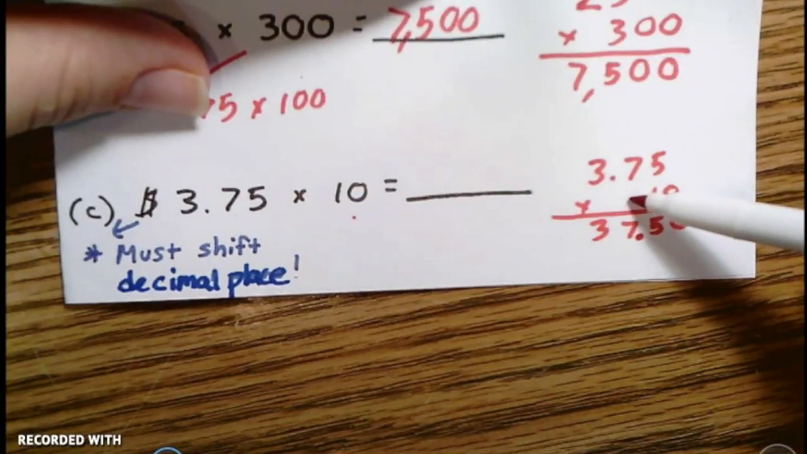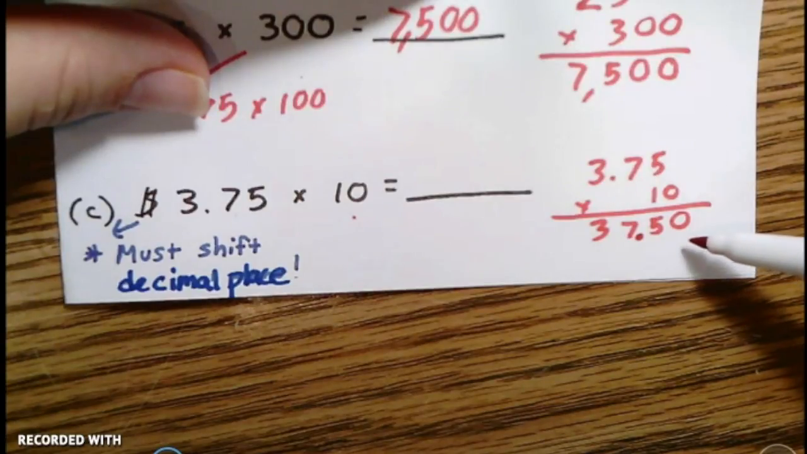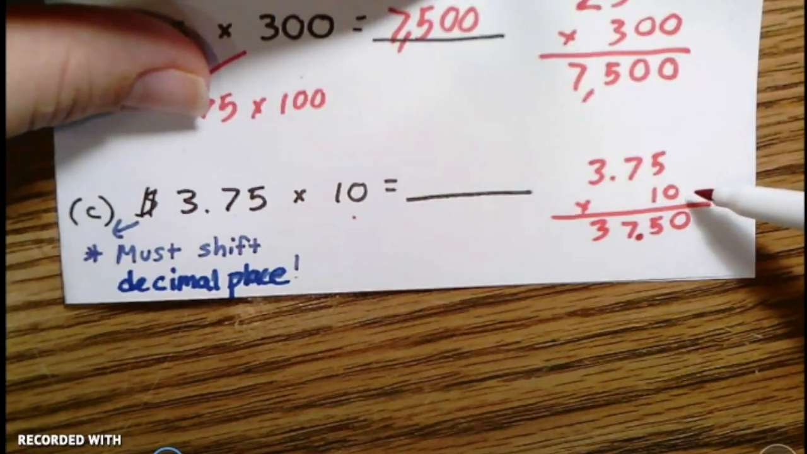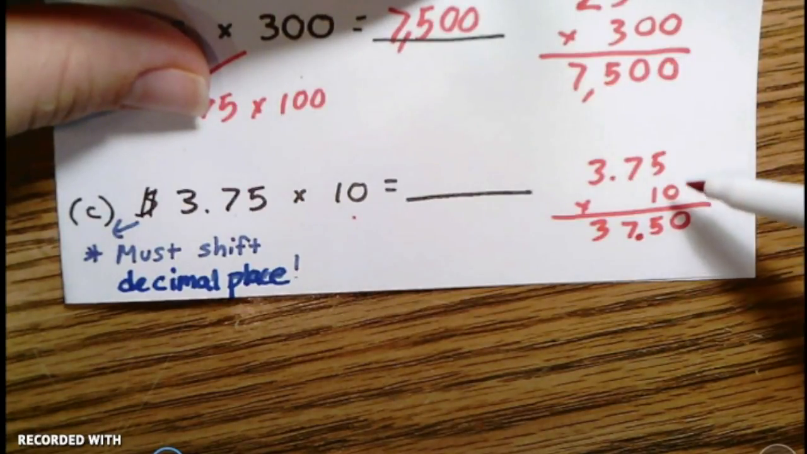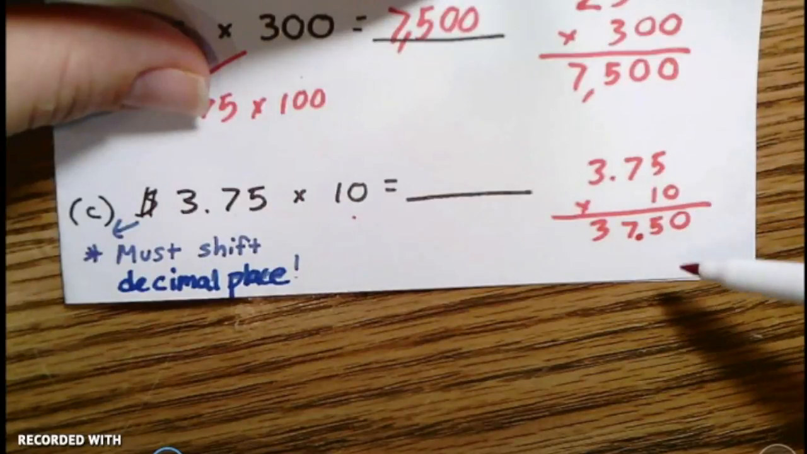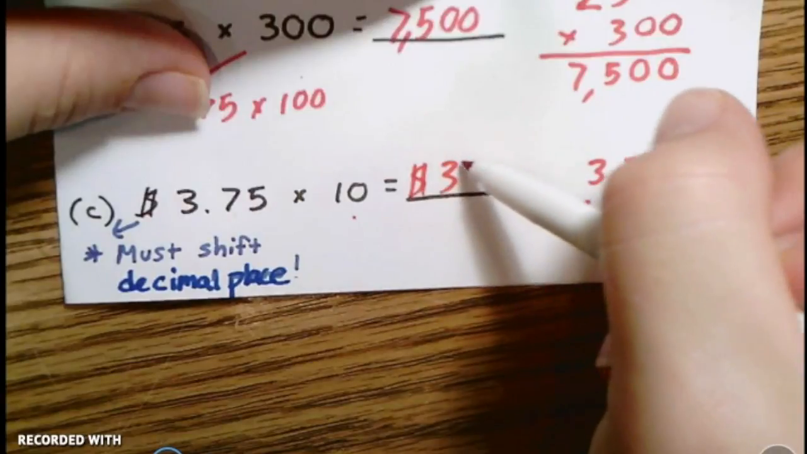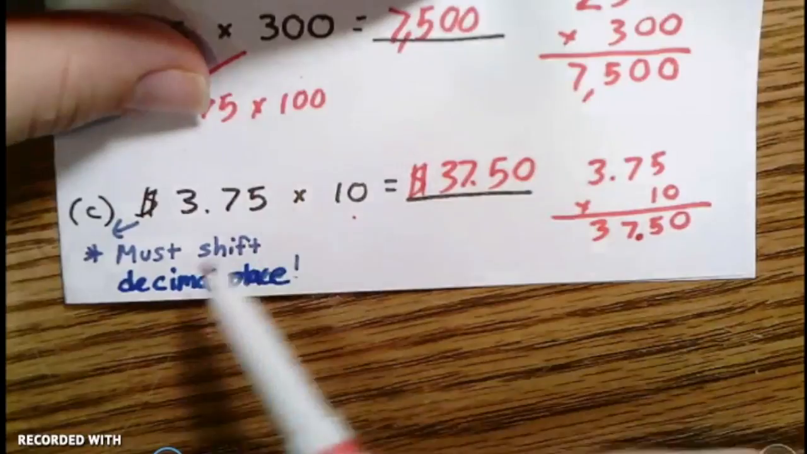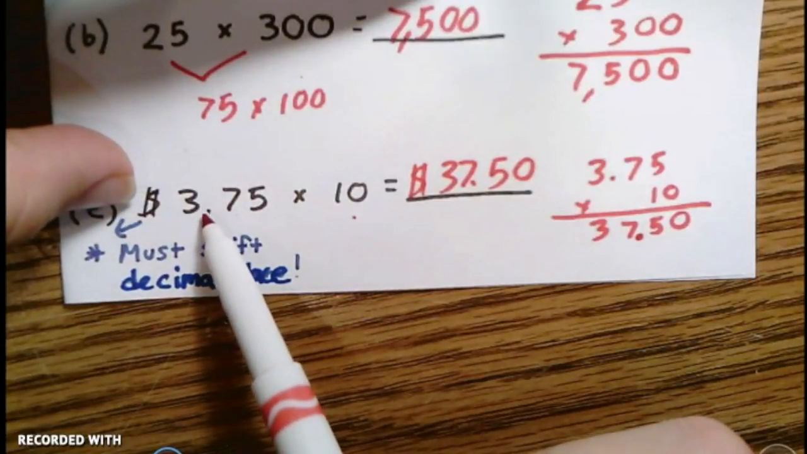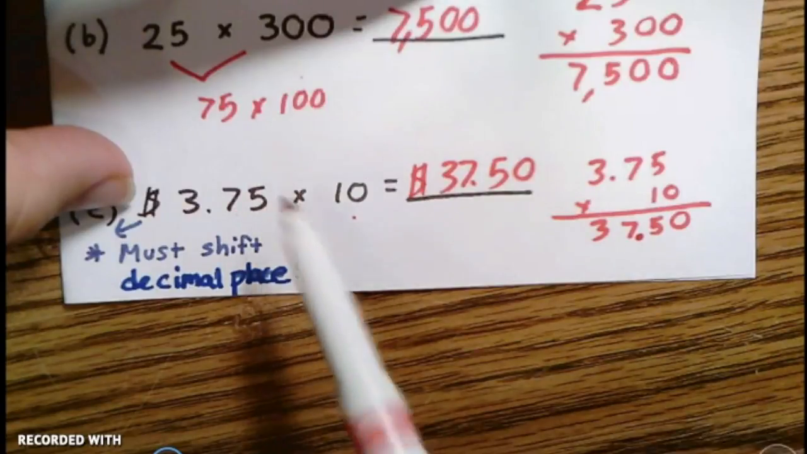If I had lined up my 10 here and multiplied it across, I wouldn't have to do that. But if you choose to have your 10 hang out, then make sure that at the end you shift your decimal place with money so you have 2 spaces here, since only the 7 and the 5 are behind the decimal. So my answer is $37.50. Notice that basically all that happened was my decimal place moved over once and went from 3 to 37, and I added a 0 there.